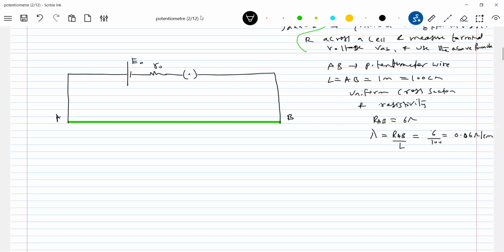Resistance per unit length. So now, a cell whose EMF is to be measured, I'll connect it here. Whose EMF is unknown. So first I'll start with a known EMF.